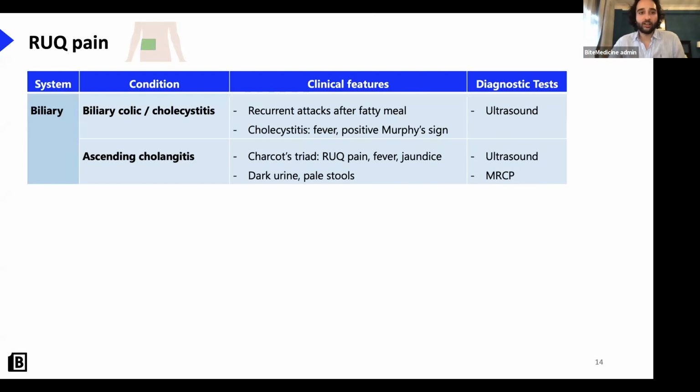So we have a whole webinar on colic and cholecystitis, so do check that out. Whereas ascending cholangitis is Charcot's triad. That's the thing to look out for: right upper quadrant pain, fever, and jaundice.